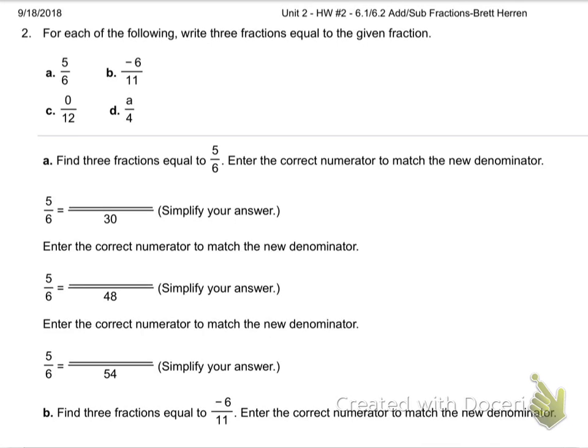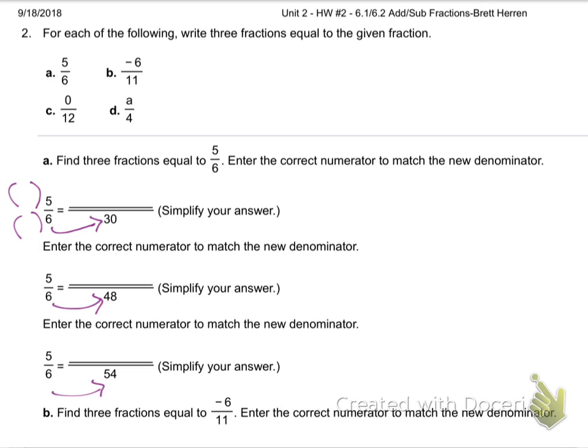For each of the following, write 3 fractions equal to the given fraction. Okay. So they want us to take 5/6 and write equivalent fractions, another way to say the same thing. So if they want the denominator to be 30 in this case, and then we're going to go 48 and 54. So if I want it to be 30, you know what we need to do, right? We need to multiply top and bottom.